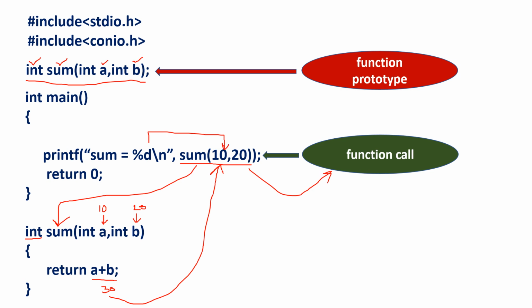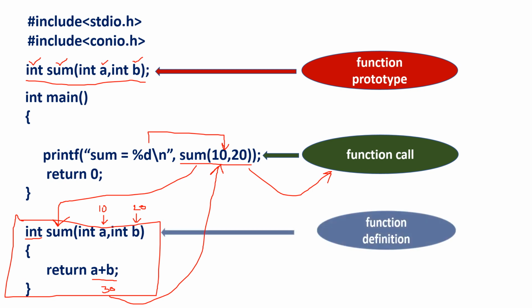Now this is the place where actually the code of the function resides, and this particular part is called function definition. This is how we can identify what is a function prototype, what is a function call, and what is a function definition. Each and everything has its own purpose. Function prototype purpose is to give details about user defined function to the compiler. Function call purpose is to call a function, and the function definition purpose is it contains the actual code of the function.